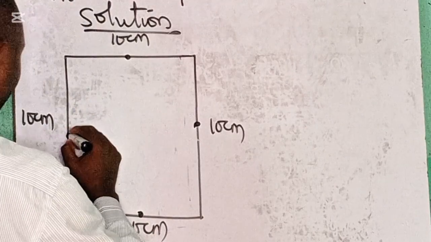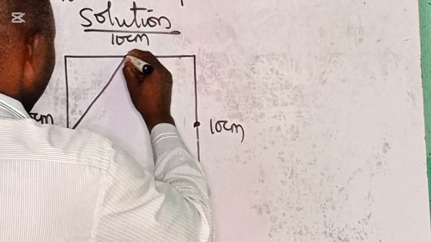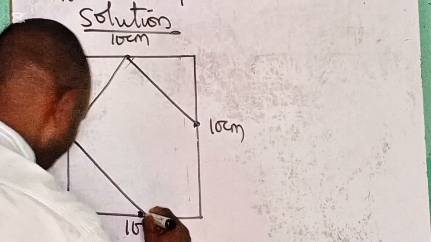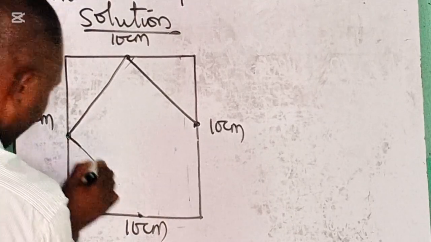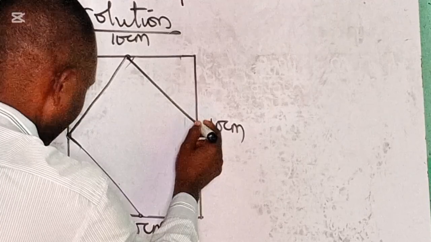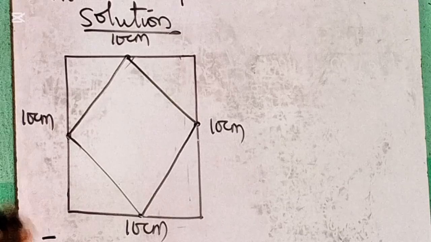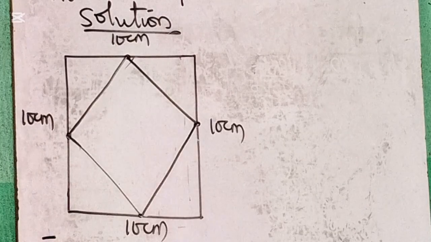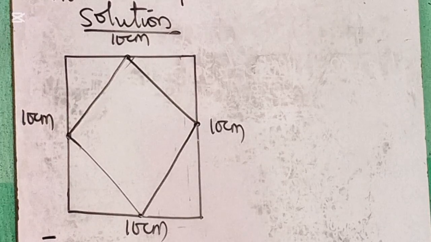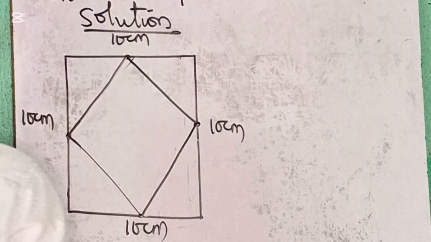All right, now let us join the midpoints together. Now we have formed a smaller square inside the bigger square, all right? Now from here we are asked to find the area of the inner square. Now from what we are having here, please take note.